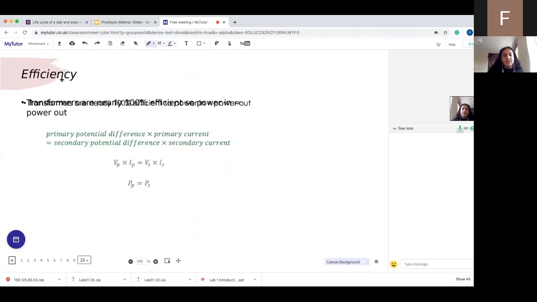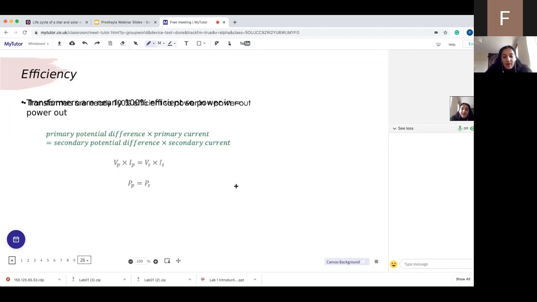Okay, so efficiency. Sorry that it's kind of gone over each other, but a transformer is nearly 100% efficient, and we assume that it is. So what we can say from that is that the power that goes into the transformer is the same as the power that comes out of the transformer. So power coming in is PP, so primary power, equals secondary power.